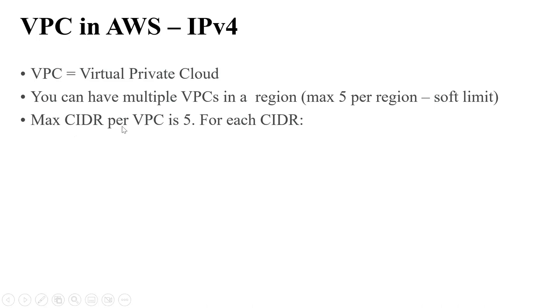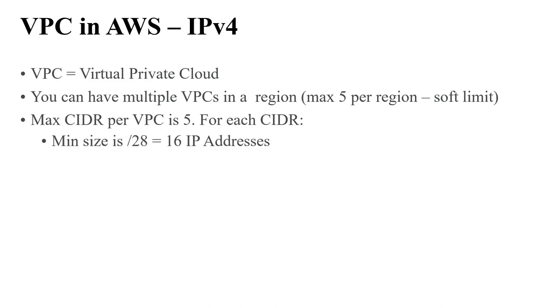And in each VPC, the maximum number of CIDRs we can define is again 5. I will show that, the CIDRs in a VPC. So why do we need more than one CIDR in one VPC? As we're discussing, in that VPC we discussed one CIDR. But why do we need more than one CIDR defined in one VPC?